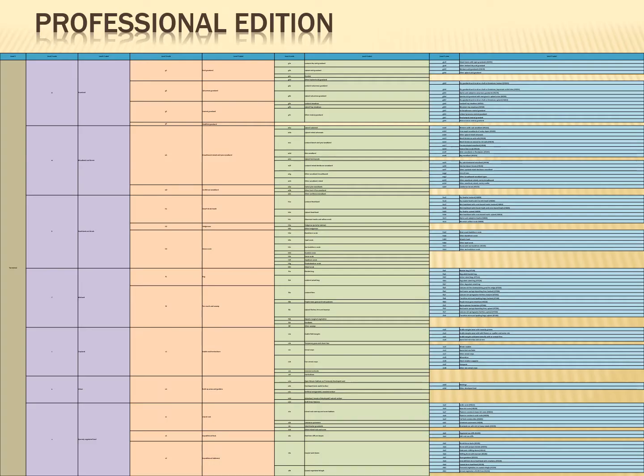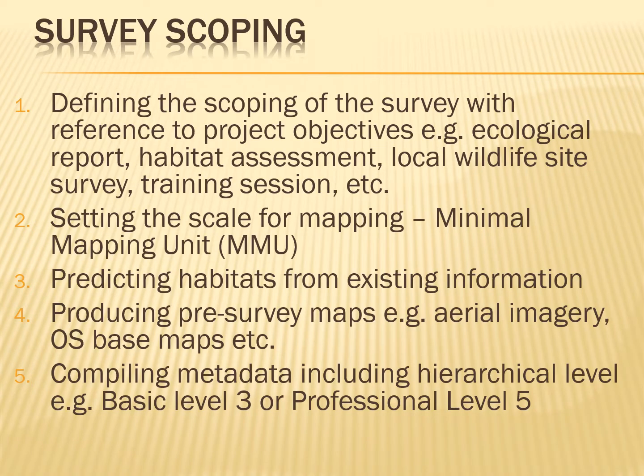This slide just illustrates the level of detail and complexity that you would go down to using the Professional Edition. You won't be able to actually read this very well, but it illustrates how detailed the surveying system can be. Before taking a habitat survey, you need to be clear on the purpose of the survey, and this determines what habitats are to be recorded and at what level of detail. So for example, for this training session, we assume the basic habitat survey method for training purposes.